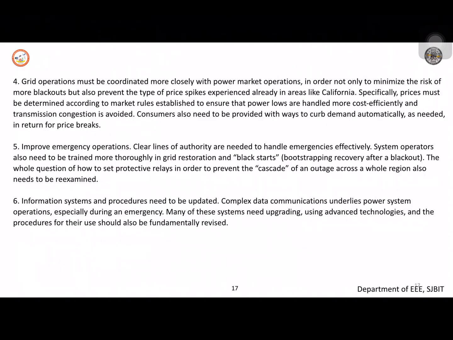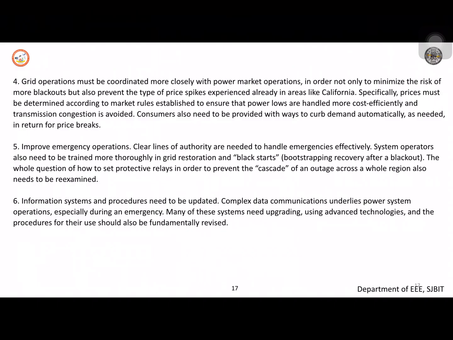Grid operation must be coordinated more closely with the power market operations to minimize the risk of blackouts. Next, they have to improve the emergency operations. Clear lines of authority are needed to handle the emergencies quite effectively. Meaning to say, the system operators also need to be trained more thoroughly in grid restoration and black starts.